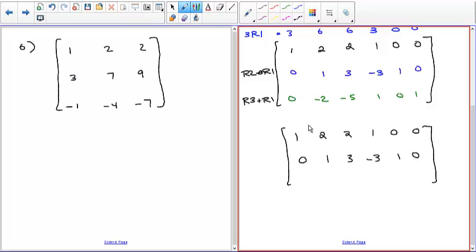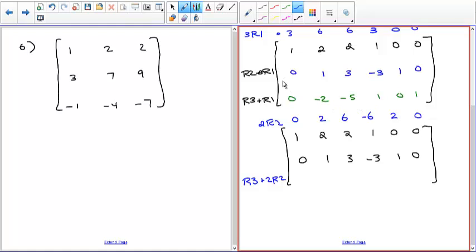Okay, so what I'm going to do is replace row 3, and I'm going to add 2 times row 2. So let's do 2 times row 2 up here. Here's row 2, so I'll get 0, 2, 6, minus 6, 2, 0. So this row multiplied by 2.